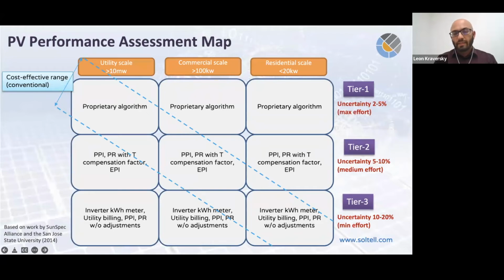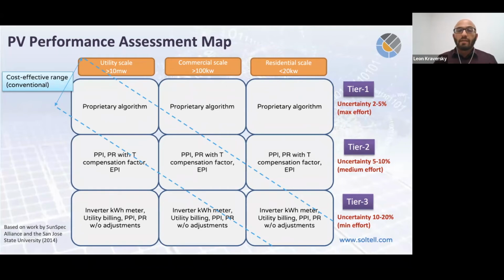Now, this work by SunSpec Alliance and San Jose University tries to put an order on the performance assessment from the high tier to the low tier. We can see that, for example, the high tier is typically applied to utility scale, and it's a high cost technique. On the other side, a low tier utilizes monthly averages and compares those with the inverter energy production meter. That's the common one.